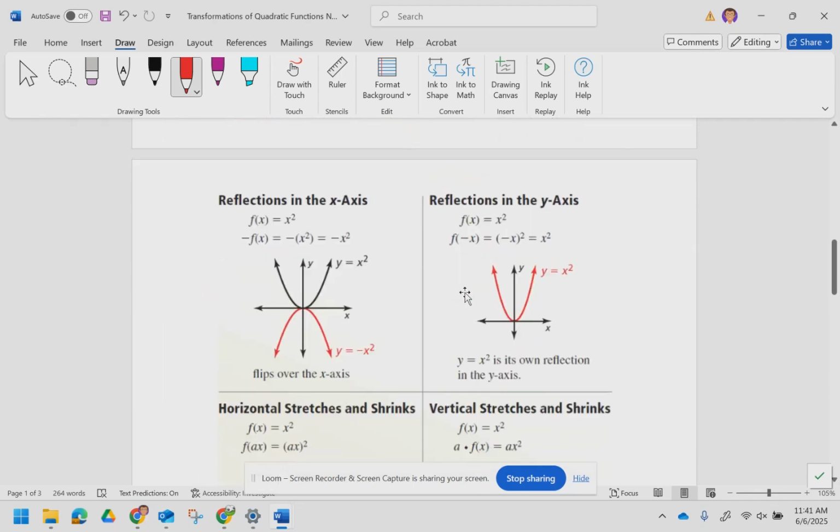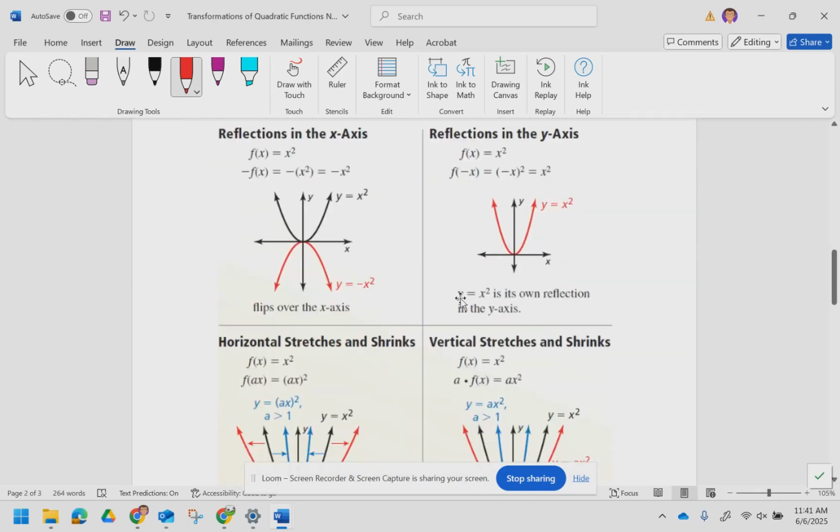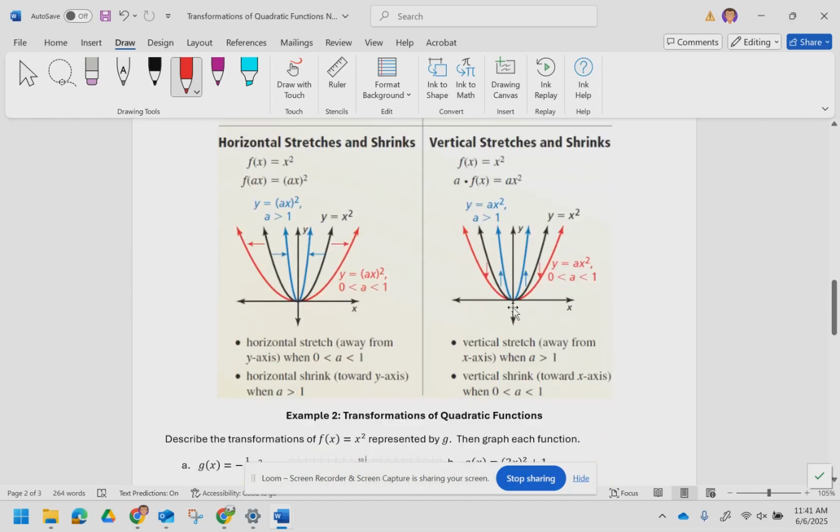Okay. All right, now let's look at the reflections. Notice how they're showing again how if you change the outputs to negative, that creates a reflection of the x-axis. If you change the inputs to negative, reflection across the y-axis. And since this is symmetric, just goes on to itself.